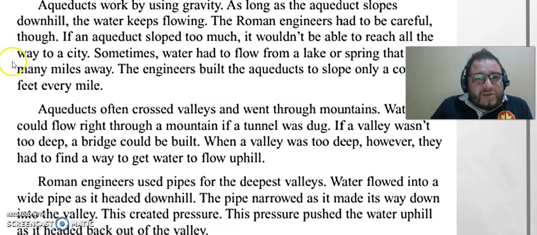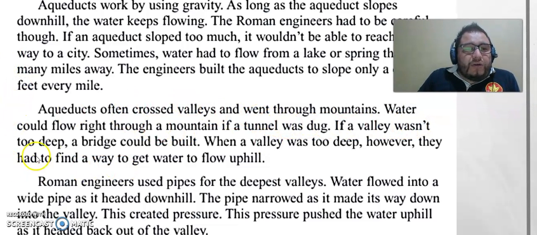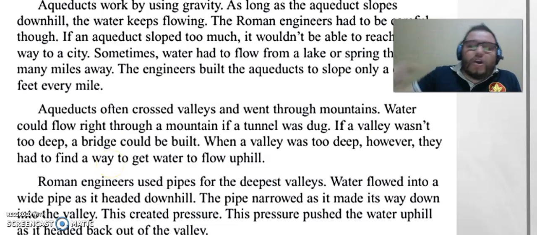Aqueducts often crossed valleys and went through mounds. Water could flow right through a mound if a tunnel was dug to let the water go. If a valley was not too deep, a bridge could be built, right? Or they used bridges or tunnels. So Roman engineers used pipes.